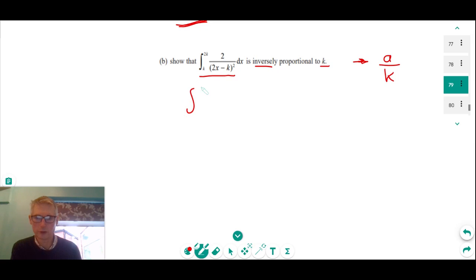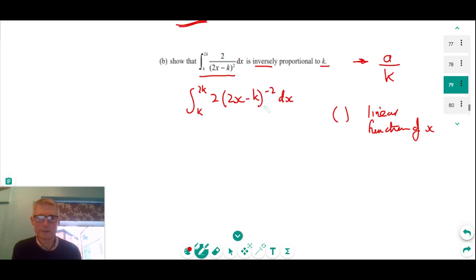So that's going to be equal to, with the same limits, 2 times (2x minus k) to the minus 2 dx. Now what we've got here, inside the bracket, is a linear function of x. So when we've got a linear function and we're trying to integrate it, we can integrate the bracket as we would do normally.